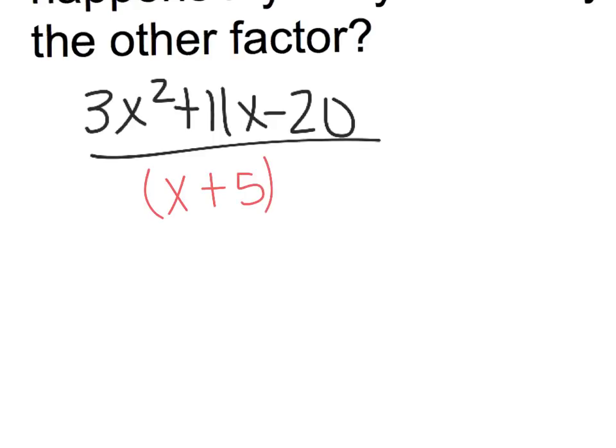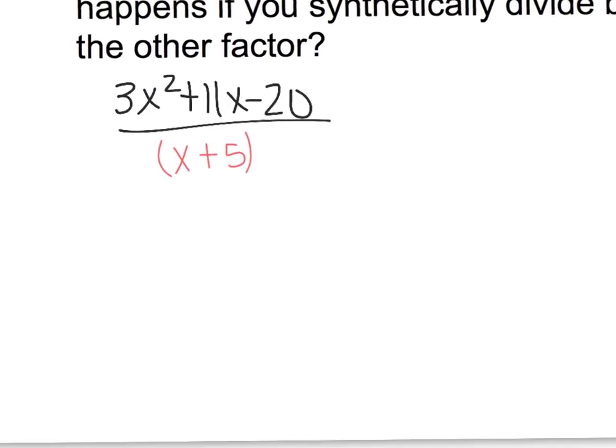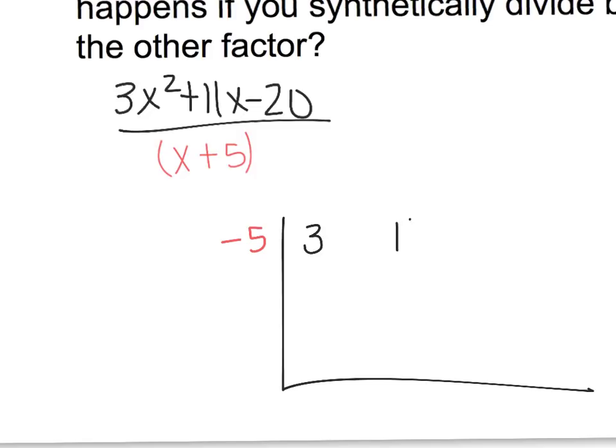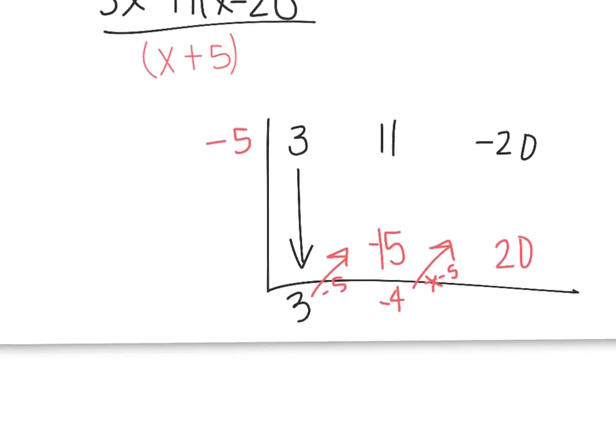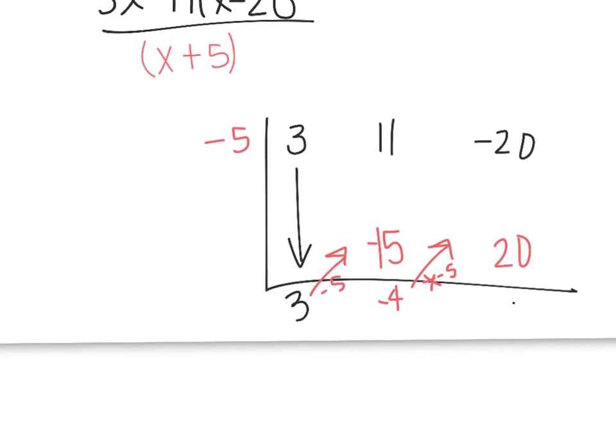We're going to do synthetic division here. So I'm going to draw my box. I'm going to put -5 outside. Remember, we got to switch our sign. My coefficients are 3, 11, and -20. So I'm going to drop down my 3. And then I multiply by -5. So 3 times -5 would be -15. 11 minus 15 would be -4. And then I multiply again times -5. -4 times -5 is a positive 20. And I get, lo and behold, 0, which is what I should get.